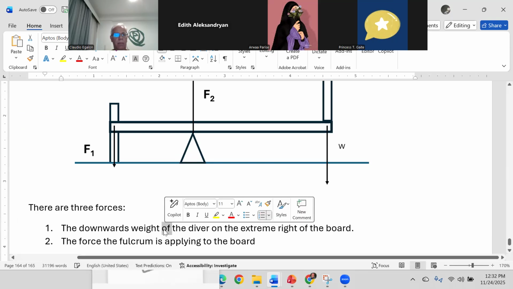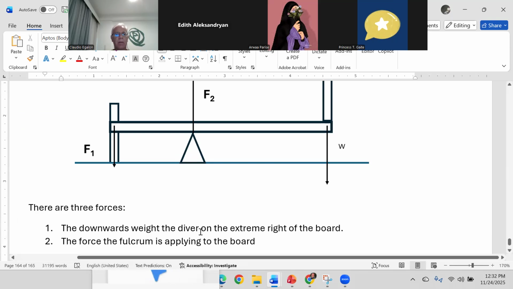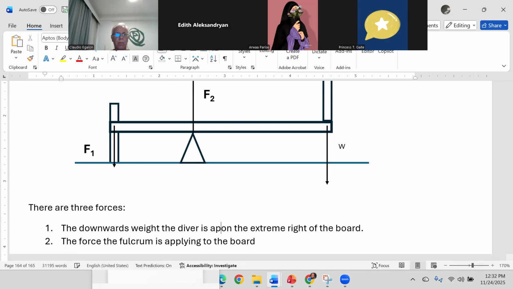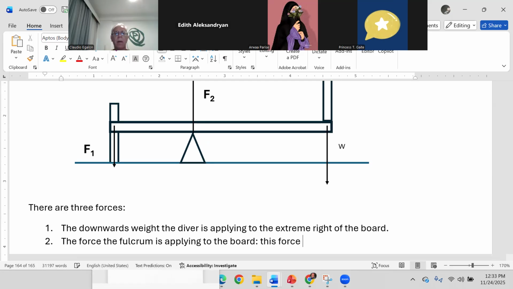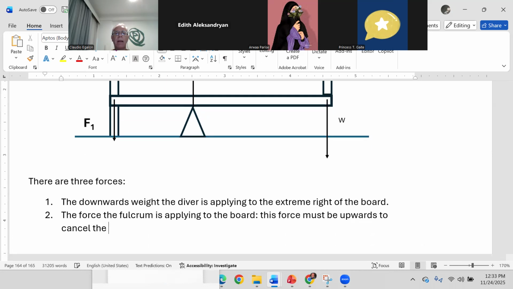The diver is applying to the extreme right of the board the force the fulcrum is applying to the board. This force must be upwards to cancel the weight of the diver.